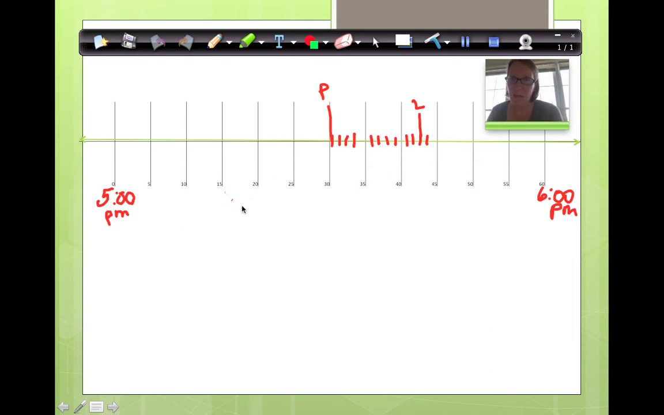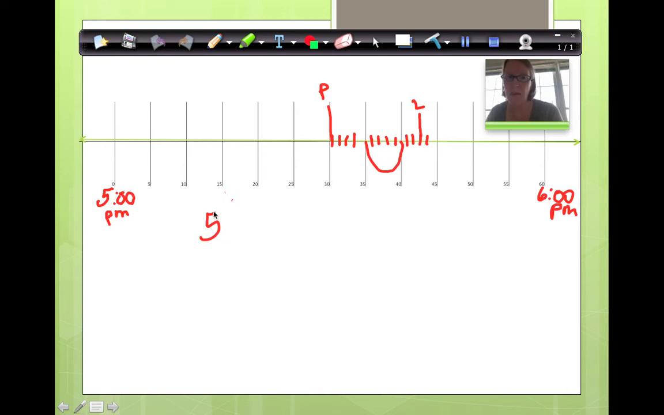Let's see if we can do it by adding 5s. Now, how many 5s do we have in between? Do we have any whole 5s? Sure we do. We have this whole 5. So I'm going to come over here and I'm going to put 5 because we know that between 35 and 40 is 5. Now let's count our individual ones.